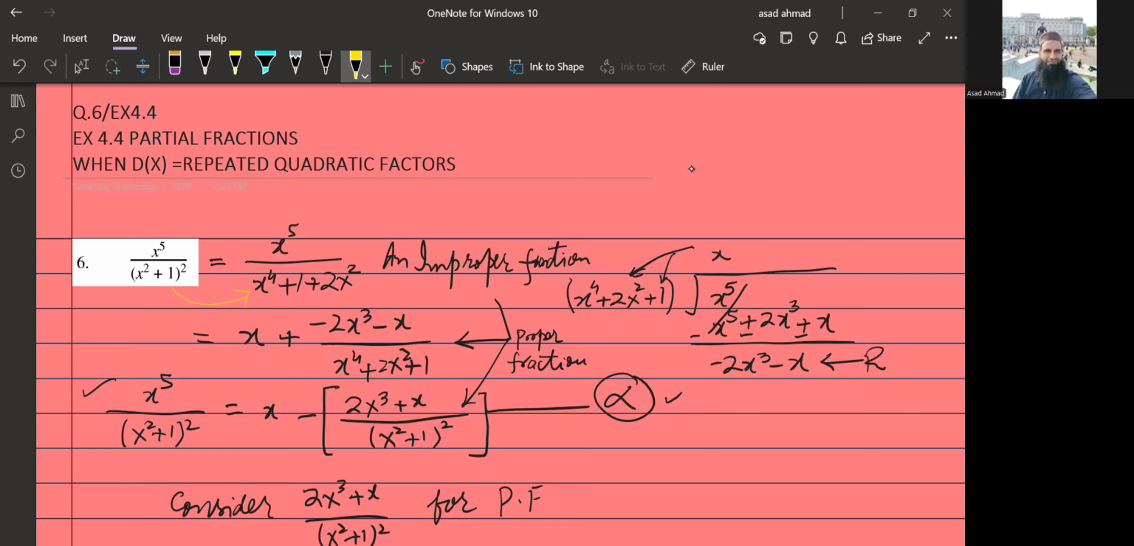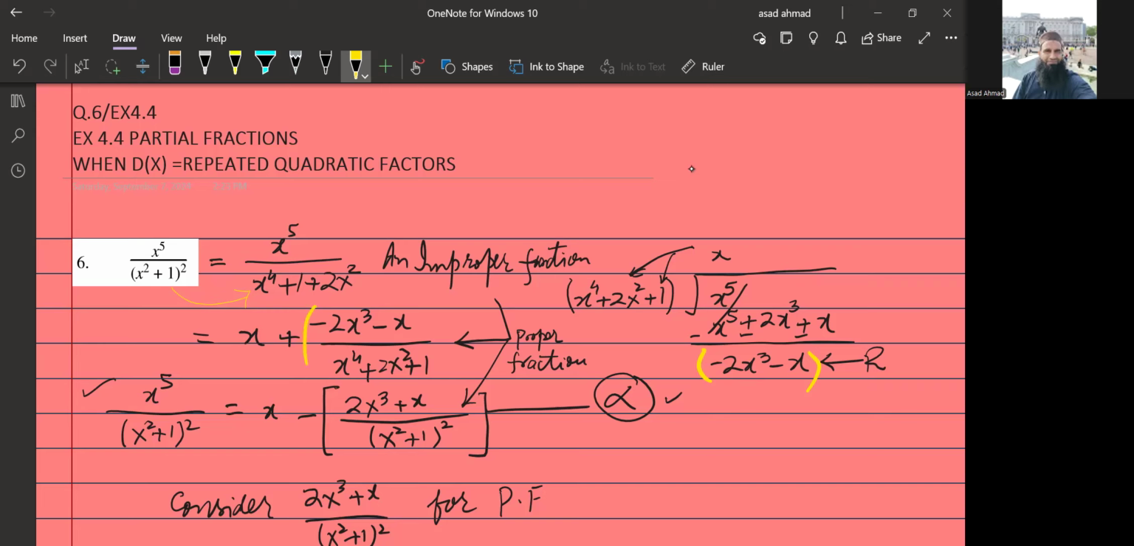So once we start the long division, x raised to power 4 will be multiplied by x. So it will become x raised to power 5 plus 2x cube plus x, and signs will be changed. So this will be the remainder, and we will convert this fraction as quotient. The quotient is x, so we would write first x, then remainder, and finally the divisor. So this will convert the improper into a proper fraction.